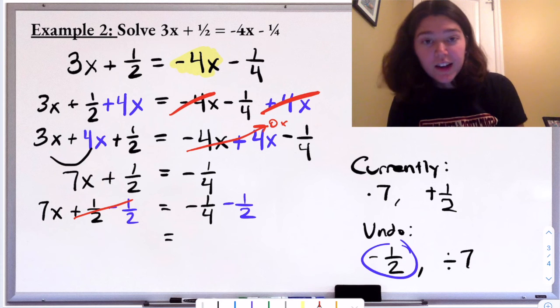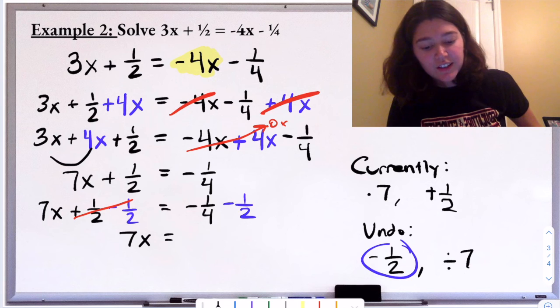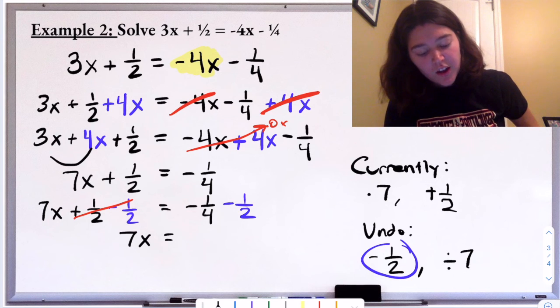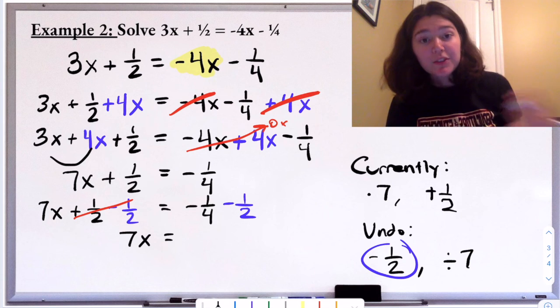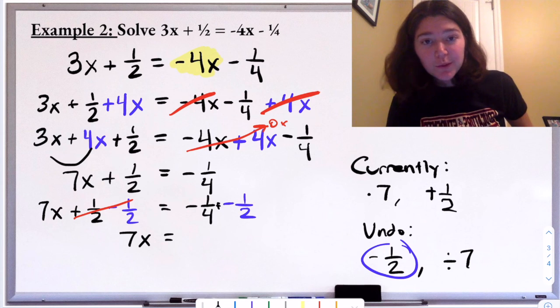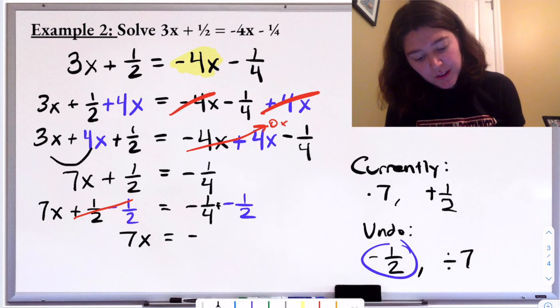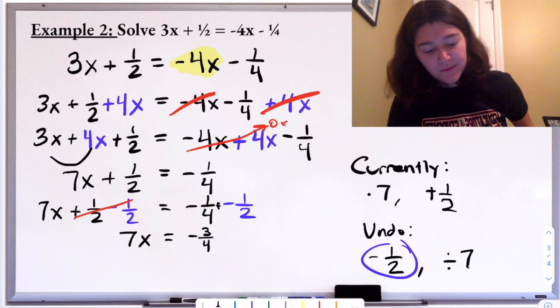On the left-hand side, this is easy. 1/2 minus 1/2 is 0, so that cancels away, and I just get 7x on the left-hand side of the equation. On the right-hand side, negative 1/4 minus 1/2. If we need a reminder there, when we're subtracting 1/2, that's the same thing as adding a negative 1/2. So this ends up being equal to negative 3/4. Okay, we could get a common denominator if we needed to in order to figure that out.